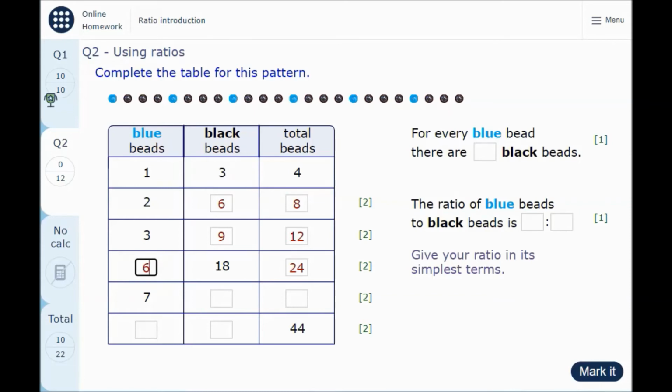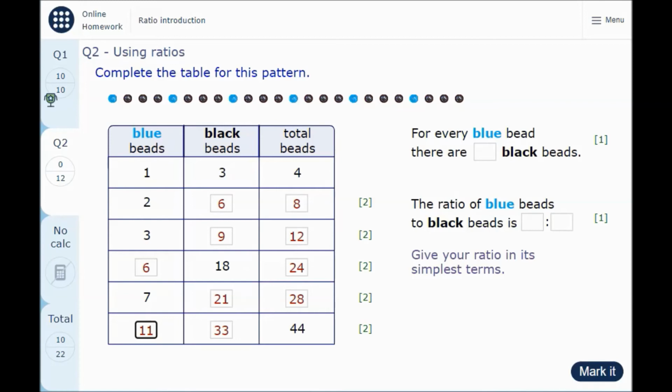This one, I can't do anything with the ratio above, so I'm going to go back to the first ratio. 1 times 7 gives me 7. 3 times 7 gives me 21. 4 times 7 gives me 28. And on this one, how did I get from 4 to 44? I've multiplied it by 11. 3 times 11 is 33. 1 times 11 is 11. And again, if I add those two together, I get my 44.